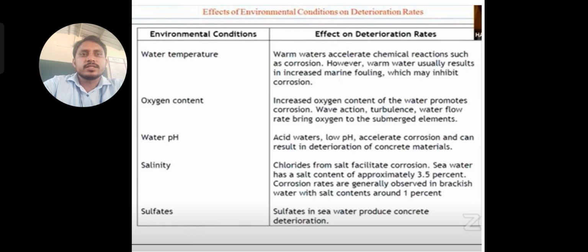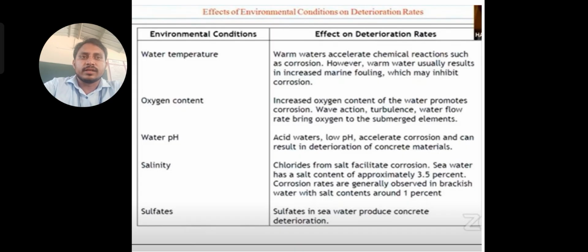Now, what are the effects of environmental conditions that change the rate of deterioration? There are five environmental conditions which primarily affect underwater concrete structures: mainly water temperature, oxygen content, water pH, salinity, and sulfates. Coming to the water temperature, warm water accelerates chemical reactions, which means sometimes the water temperature is more and sometimes the water temperature is less. Due to the fluctuations, this may lead to corrosion, or may inhibit corrosion.